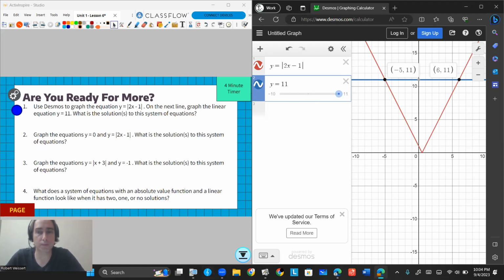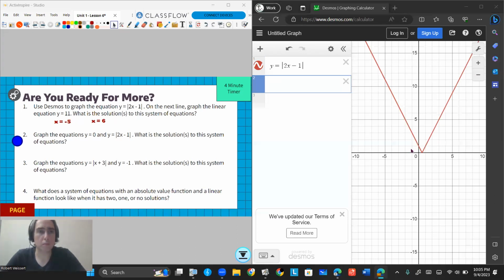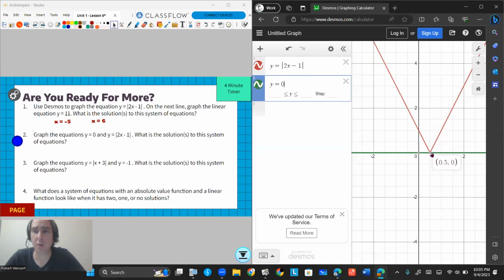Question 2. Graph the equations y equals 0 and y equals the absolute value of 2x minus 1. And I've already done the absolute value of 2x minus 1. So they want to know what's the solution. If you zoom in, you will see 1 point, and that is going to be 0.5.